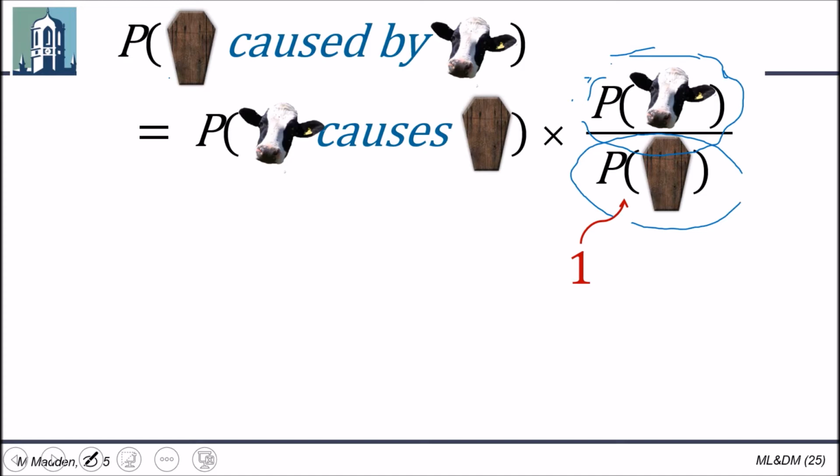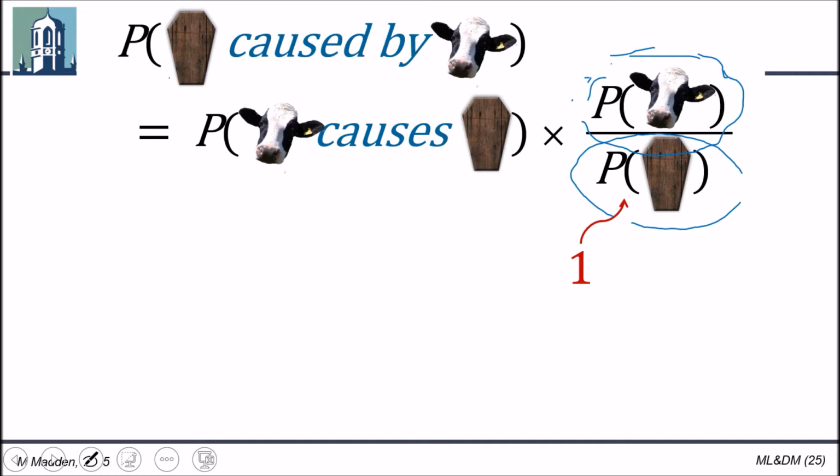But it's Bayes' rule applied to this situation where I am trying to understand the probability of death given a cow, and so on. So, that's equal to the probability of the cow causing death, multiplied by the probability of the cow, divided by the probability of death.